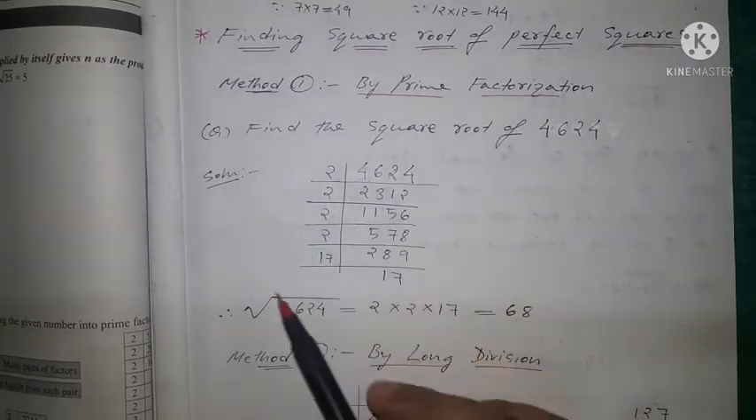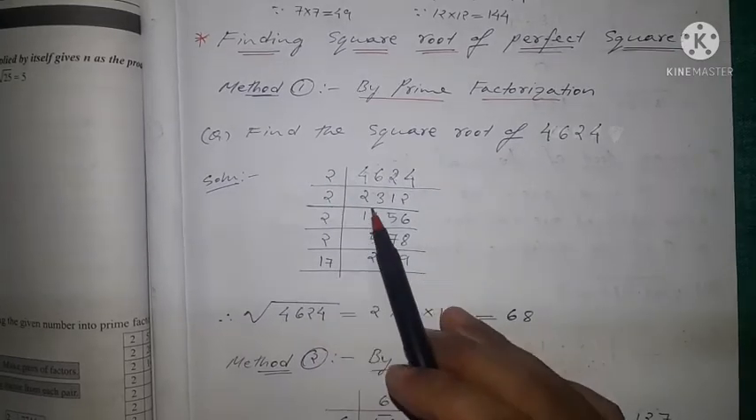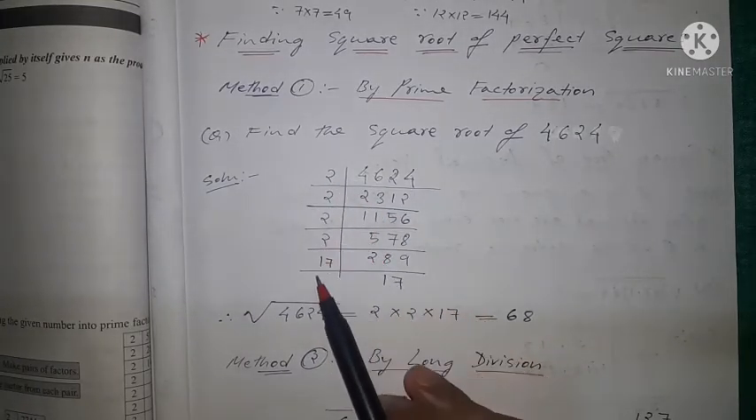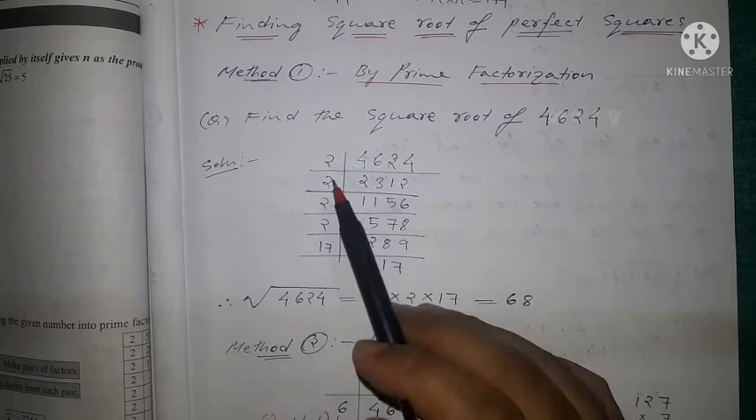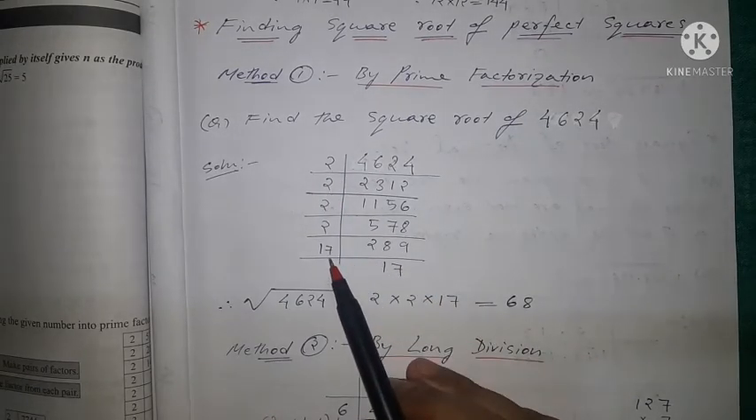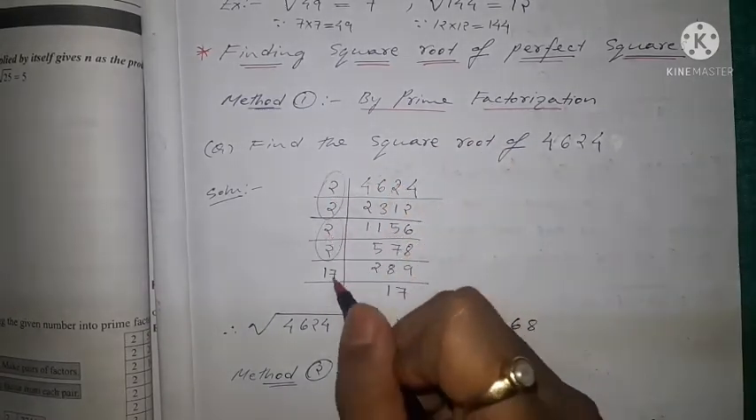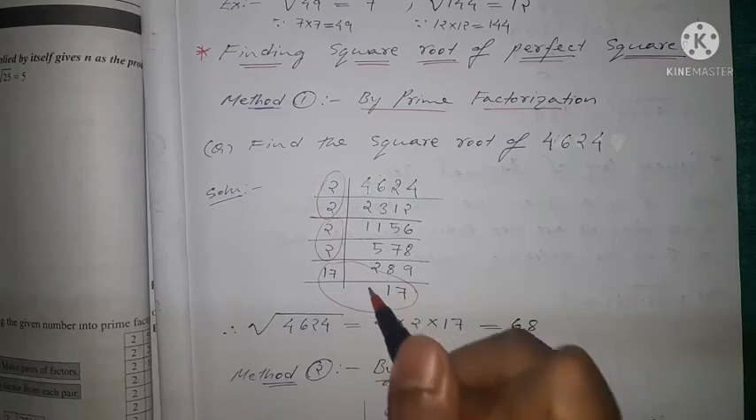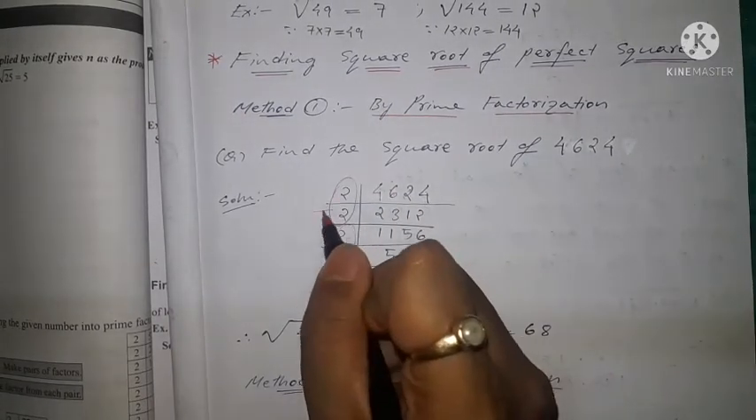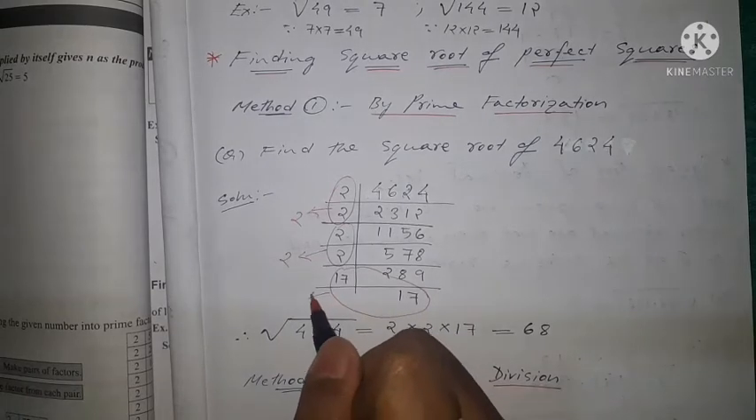The prime factorization we have already discussed in the earlier chapters. So we need to take the LCM. After that, we find the answer like this: 2 into 2 into 2 into 2 into 17 into 17. See, all these numbers are in pairs. From each pair we will take one number, that is 2, 2, and from here it is 17.